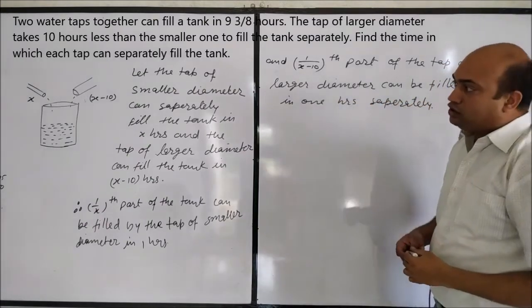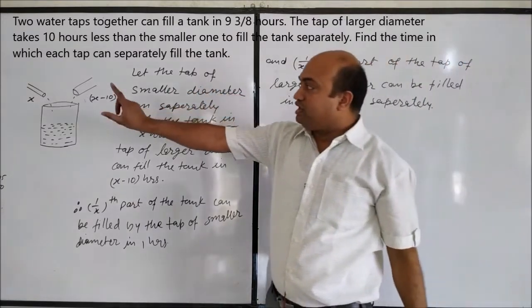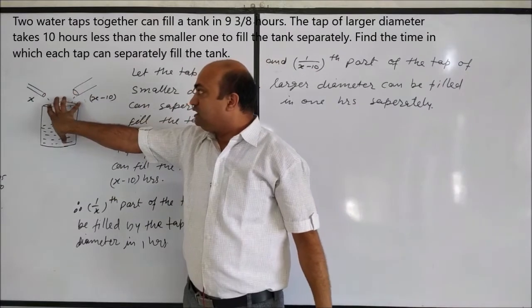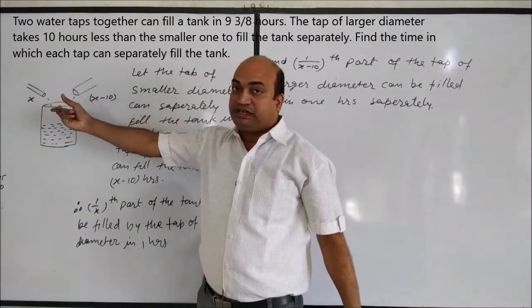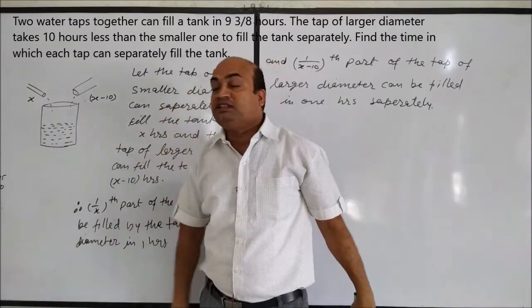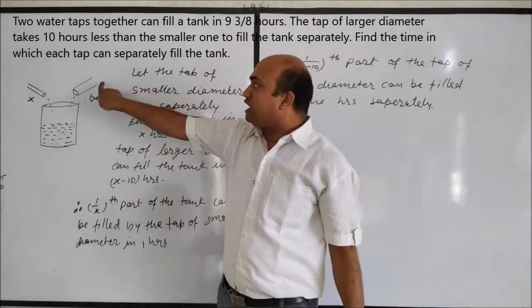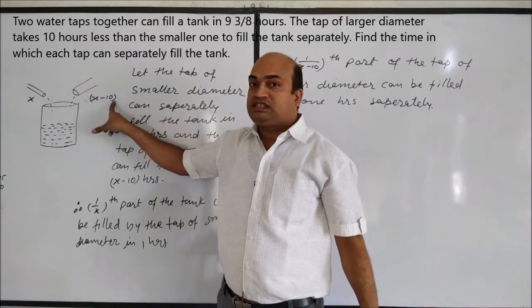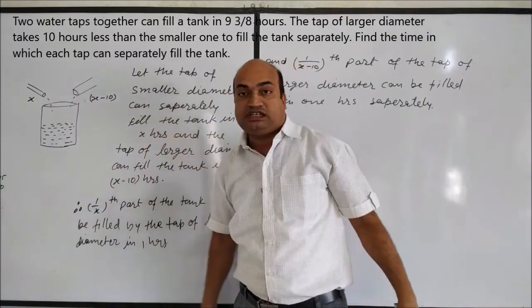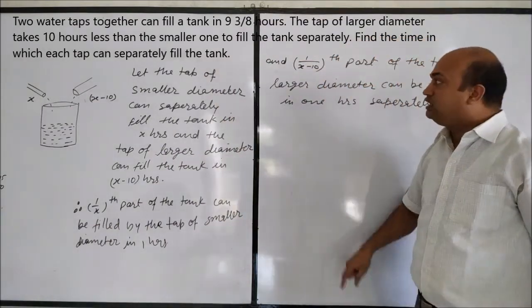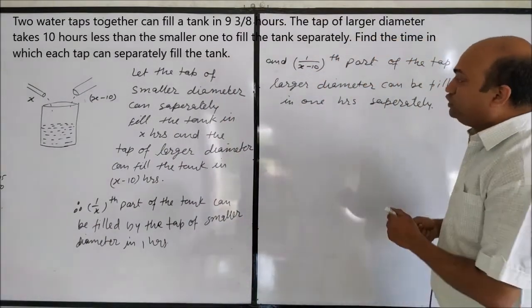If the tap of smaller diameter alone works, then it takes x hours to fill the tank completely. Then 1 upon x part of the tank can be filled in 1 hour. If the tap of larger diameter alone works, then it takes x minus 10 hours to fill the tank completely. Then 1 upon x minus 10th part of the tank it will fill in 1 hour.